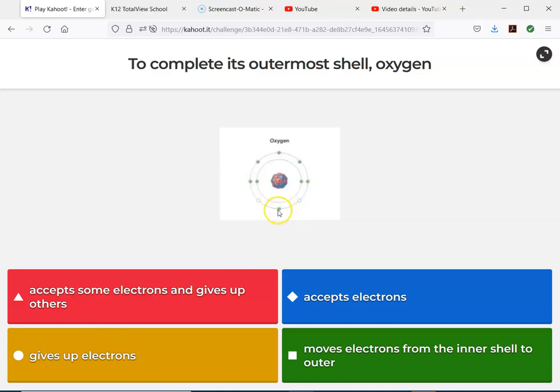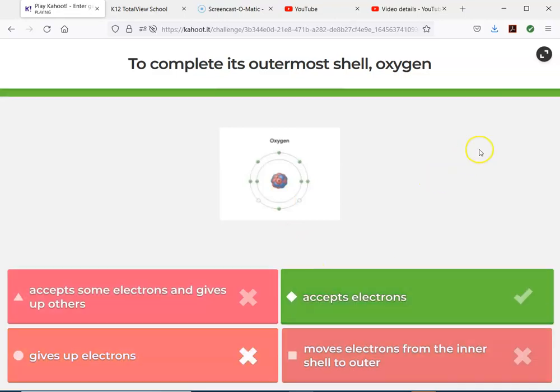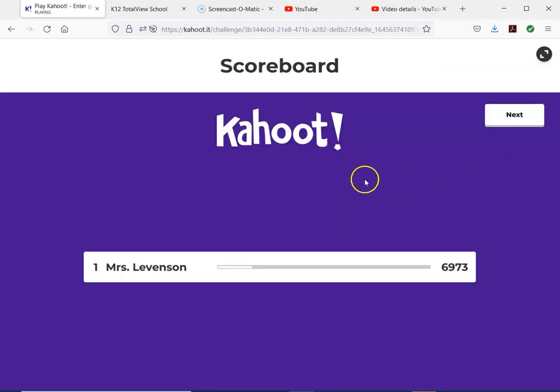Is it more energy to remove 6 or to get 2 from somewhere else and add them here? It's going to be too much energy to get rid of 6. It's a whole lot less energy to get 2 from other atoms and put them here. So oxygen is going to accept electrons. And remember, oxygen is on the right side of the periodic table. It is one of those nonmetals, and nonmetals are acceptors. But I hope Mrs. Levinson doesn't get any of these wrong, right?